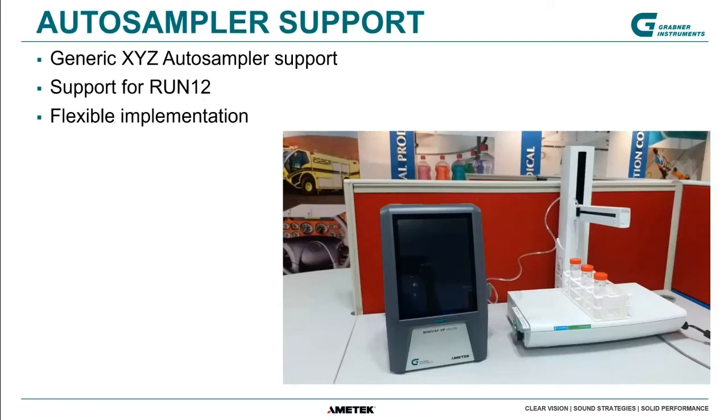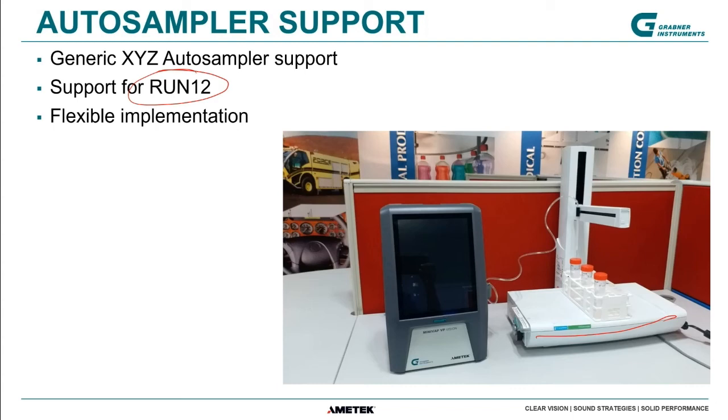We are also supporting automation. Automation is supported by implementing generic XYZ samplers. Instead of making our own autosampler, which we have, the Run 12 is one autosampler which we built ourselves for the VPX Vision, the earlier version of our vapor pressure tester, we decided to really support generic autosamplers. What you see here is a Perkin-Elmer S10 autosampler, which we have currently tested, and it's working quite nicely.